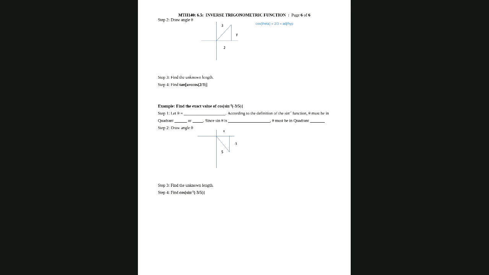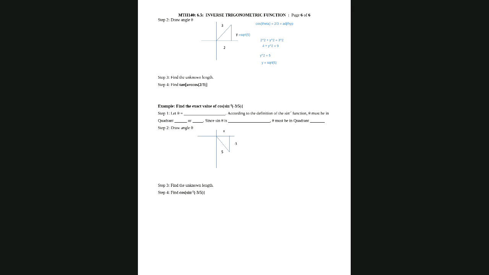Next, we're going to figure out the unknown length. We're going to use the Pythagorean theorem. So 2 squared plus y squared has to equal 3 squared. So that tells me 4 plus y squared has to equal 9. So y squared will equal 5. And so y is equal to the square root of 5. So we found the unknown length.